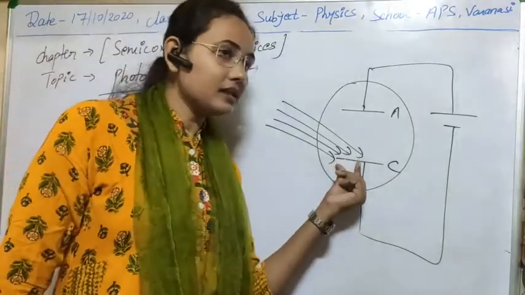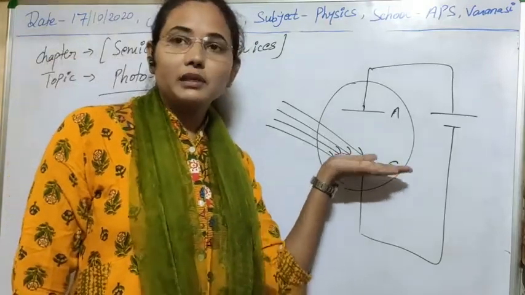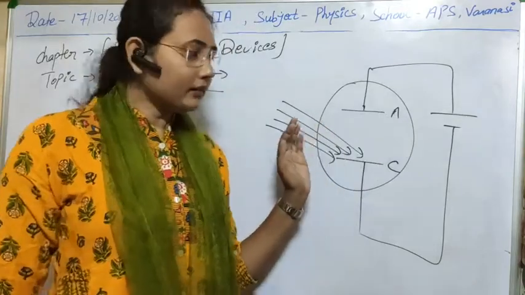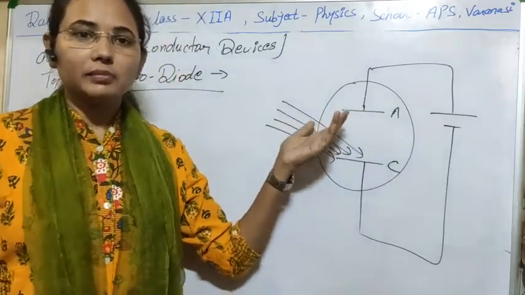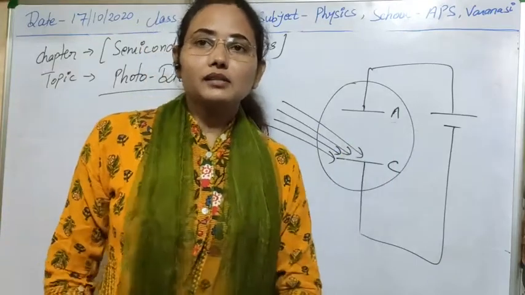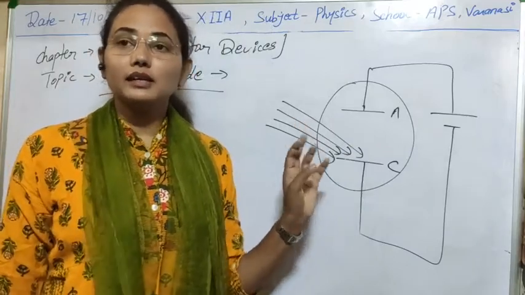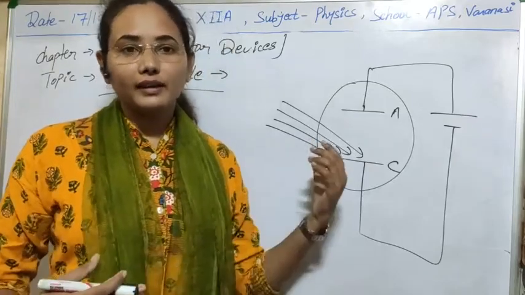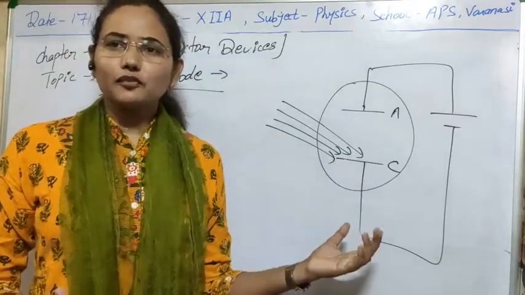Due to incidence of light of suitable frequency, emission of electrons takes place, and if that electron has sufficient energy to reach the anode, then it will reach, but if it does not have sufficient energy, it will not reach. Simply, if there is incidence of light of suitable frequency and suitable intensity on any metal plate, then emission of electrons takes place. That is the case of photoelectric emission.